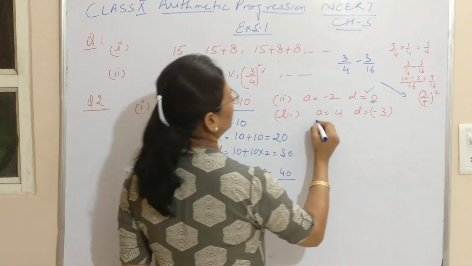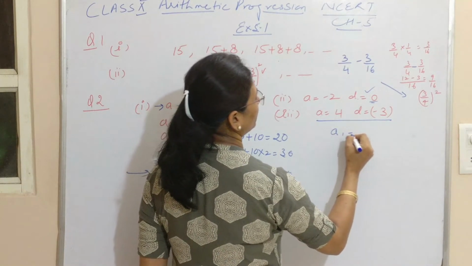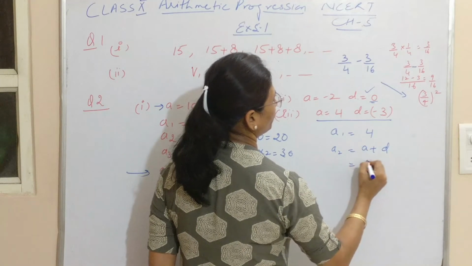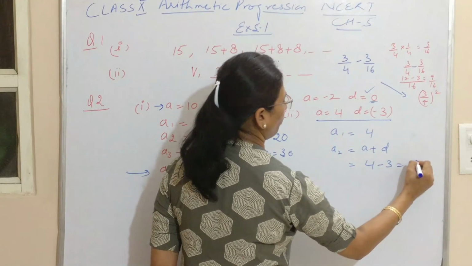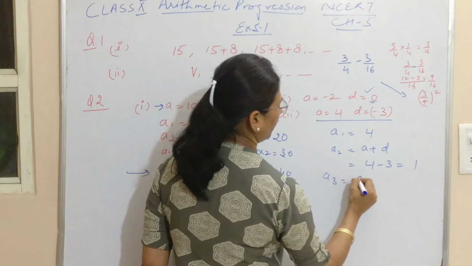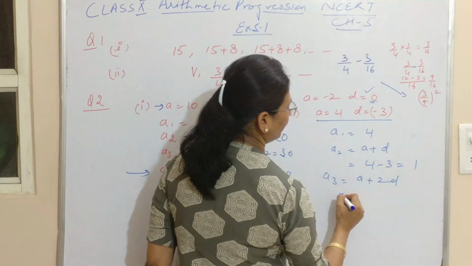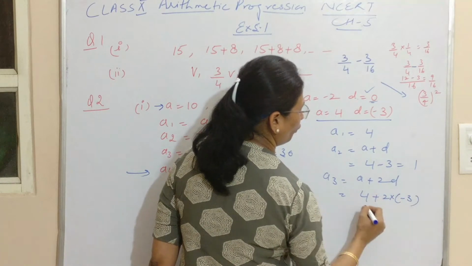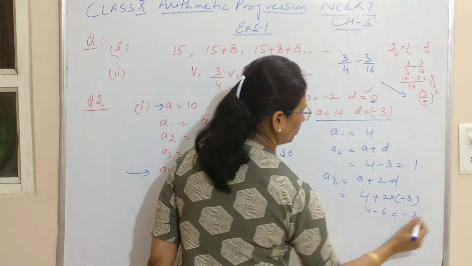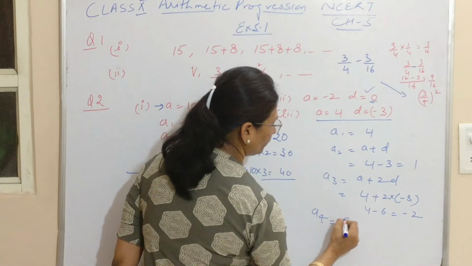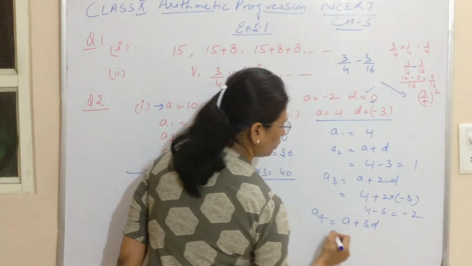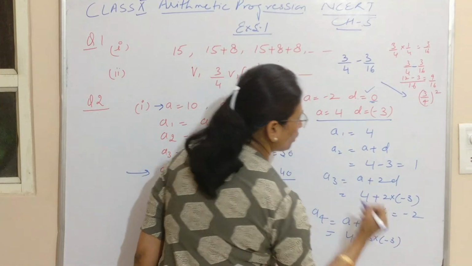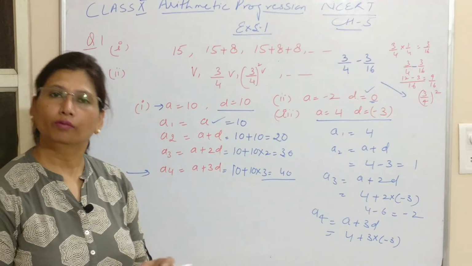If you take the third one, again the first term is the term itself. Second term, you will add common difference to this. So 4 minus 3 is 1. Third term, A plus 2D, that is 4 plus 2 into minus 3. So 4 minus 6 is what? Minus 2. Moving to the fourth term, A plus 3D, 4 plus 3 into minus 3. So this way you can find out the fourth term.